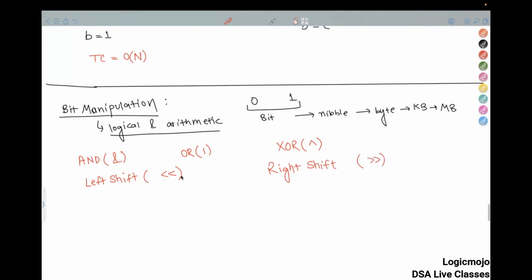Sometimes you forget which is left and right shift. For the left shift, always remember the ending of this arrow will be on the left side. This is called the left shift. So these are the five operators that we have to discuss here: AND operator, OR operator, XOR operator, left shift operator, and right shift operator. So let's start with it.